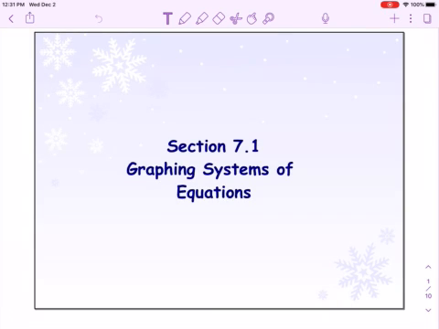All right, we are starting chapter 7, so this is section 7:1. Chapter 7 is all about systems of equations, and what that means is there's going to be more than one equation at a time. So we're going to do 2 equations. Once you get to Algebra 2, you'll do 3 at a time, but systems of equations just means you have 2 equations at the same time.